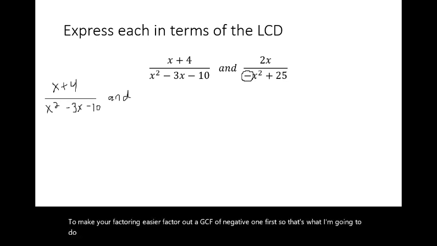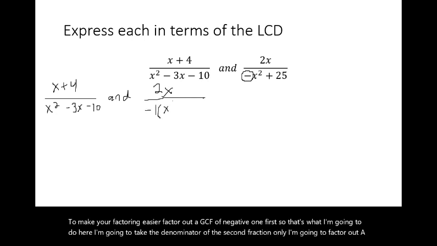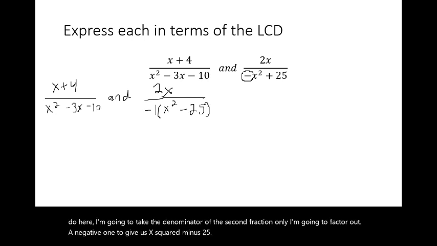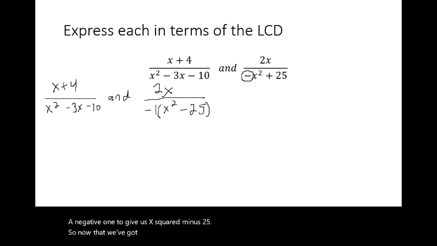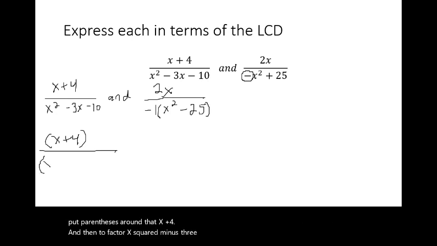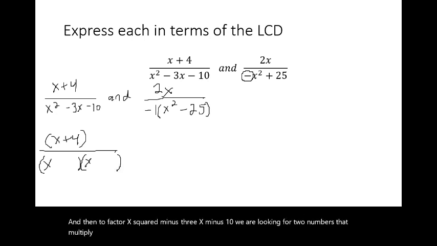I'm going to take the denominator of the second fraction only, and I'm going to factor out a -1 to give us x squared minus 25. So now that we've gotten that out of the way, now we can go about factoring. So I'm going to put parentheses around that x plus 4. And then to factor x squared minus 3x minus 10, we are looking for two numbers that multiply to -10 and add up to -3, which are -5 and +2.